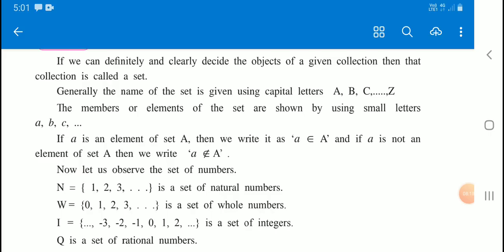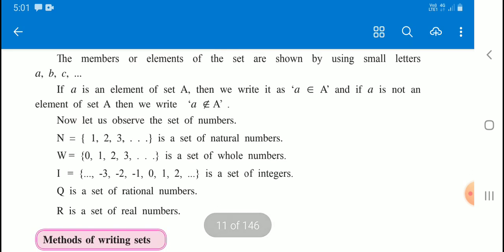Now, let us observe the sets of numbers. You know that there are natural numbers, whole numbers, integers, rational numbers, irrational numbers, and real numbers. N is equal to 1, 2, 3, and so on. This is the set of natural numbers. The set of whole numbers starts from 0, so we denote it as W is equal to 0, 1, 2, 3, and so on.